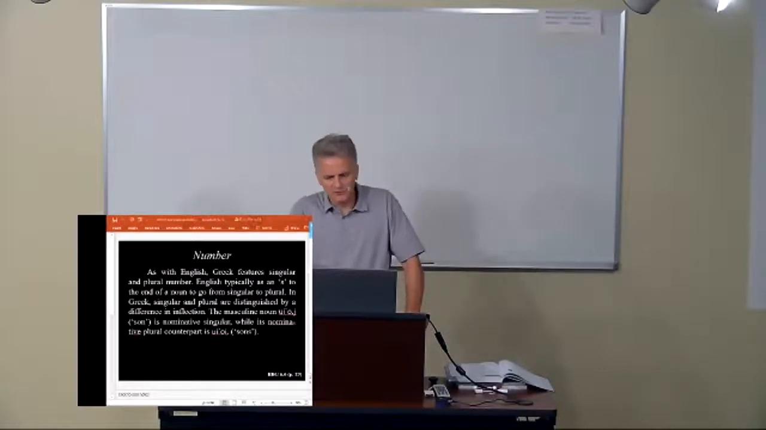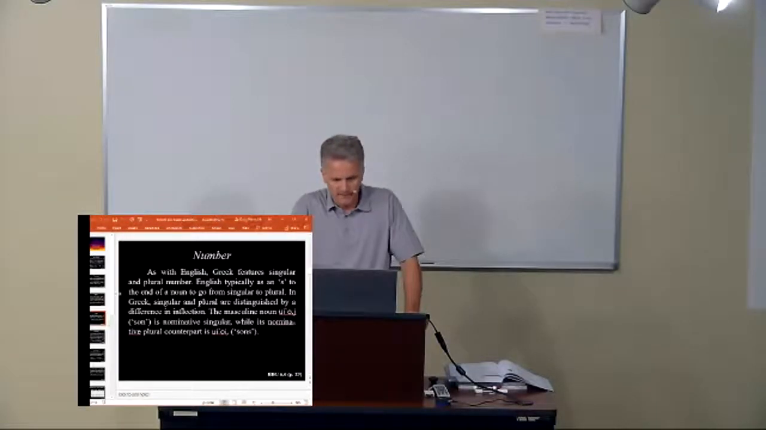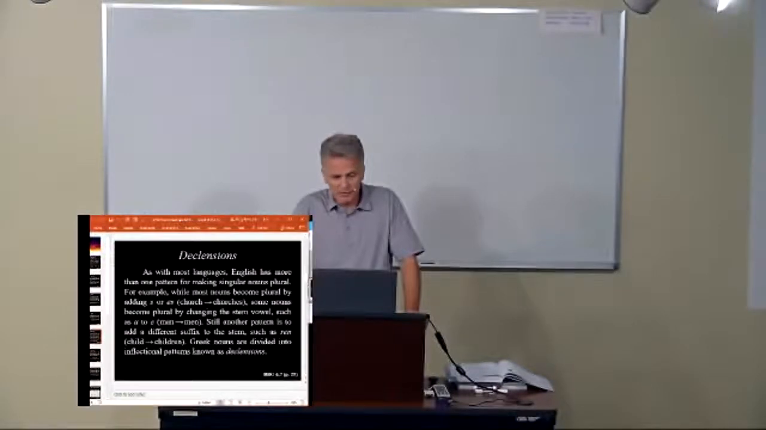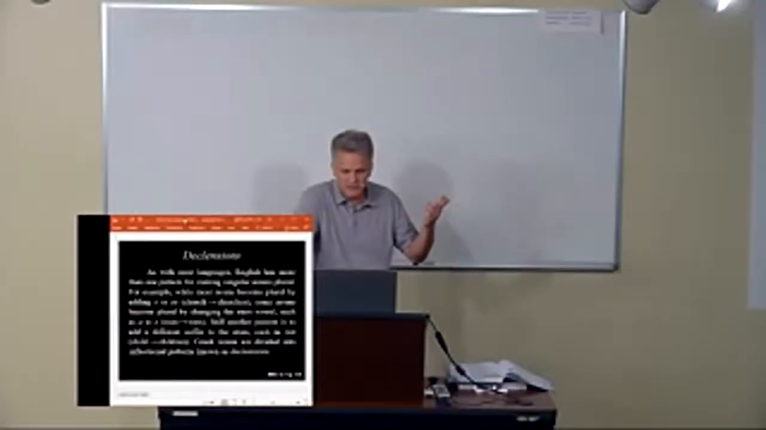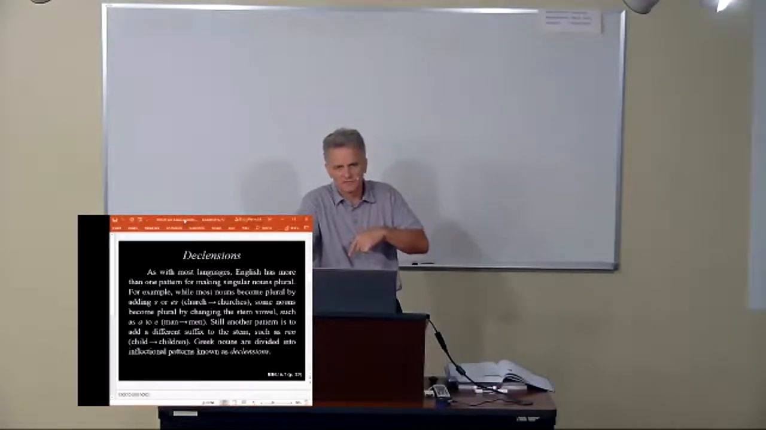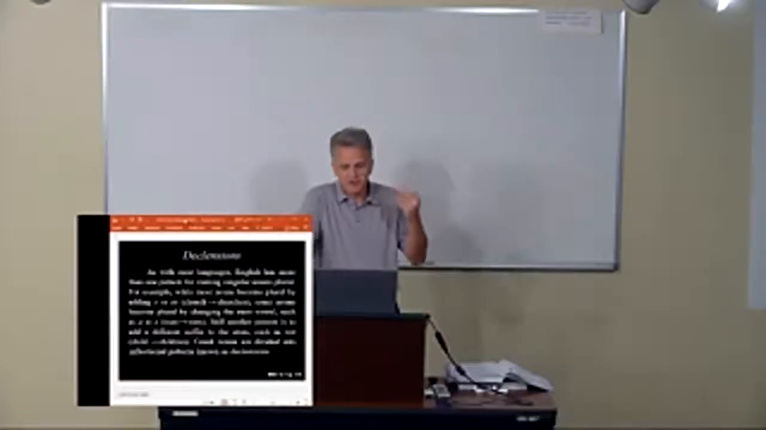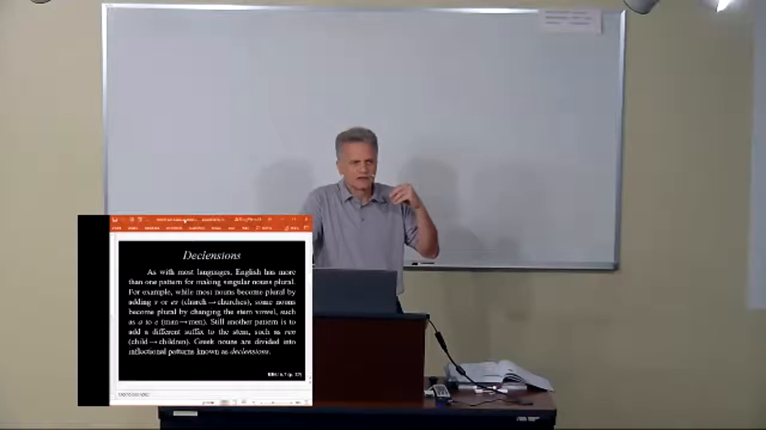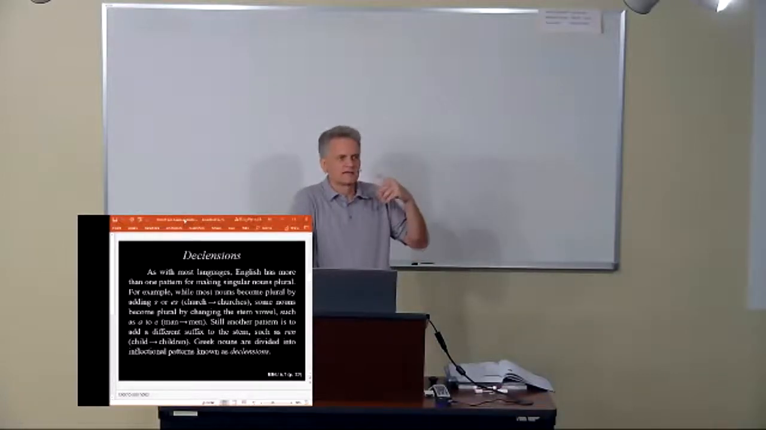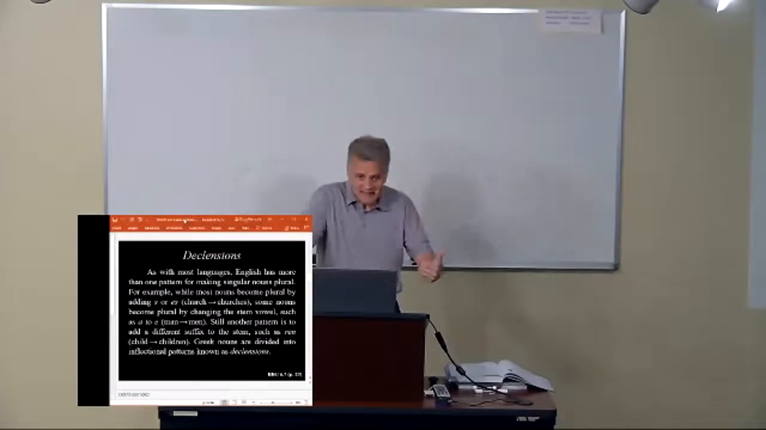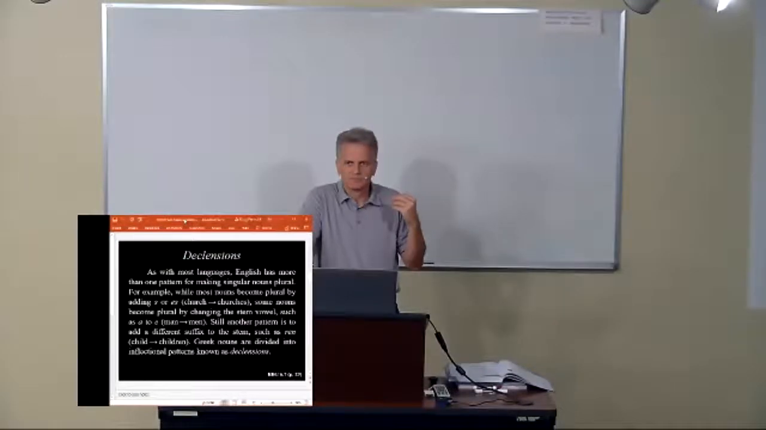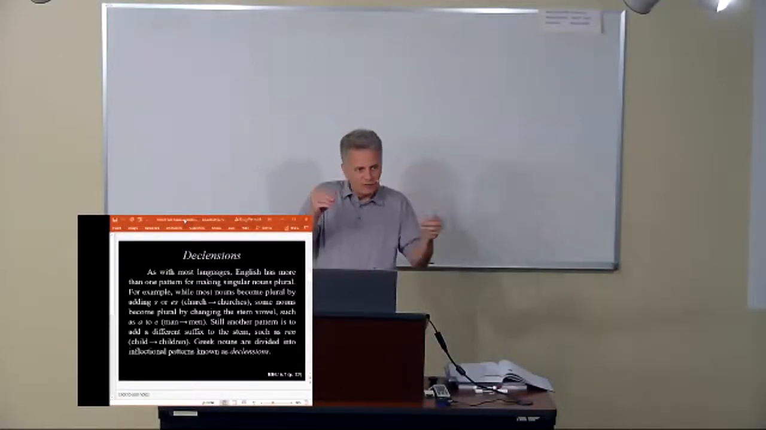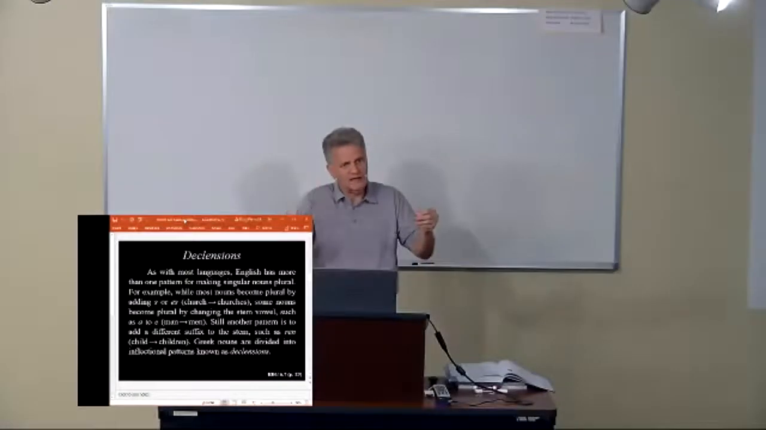Declensions. As with most languages, English has more than one pattern for making singular nouns plural. For example, while most nouns become plural by adding s or es, and we saw an example with an s, right? And here's an example with an es. Church goes to churches because of the consonantal cluster there at the end of church. It's more comfortable for you to add the E before the S. So you need to add that vowel to connect the final consonant cluster of church with the S ending.